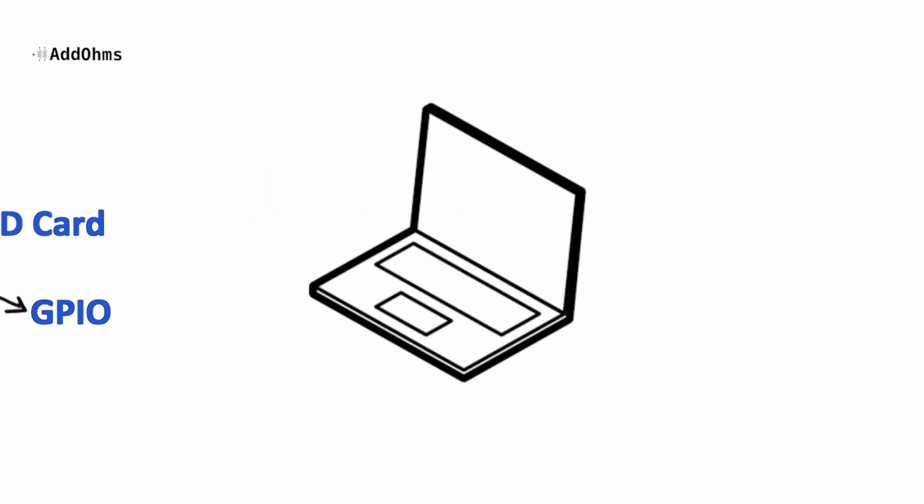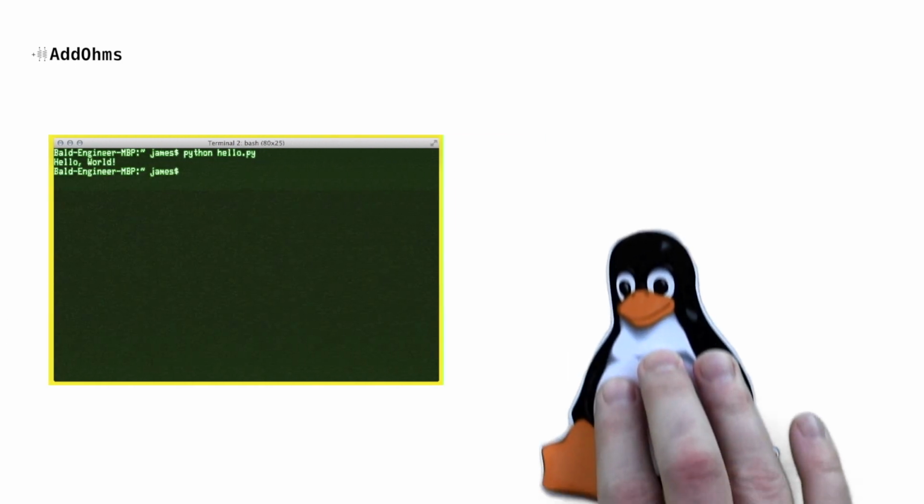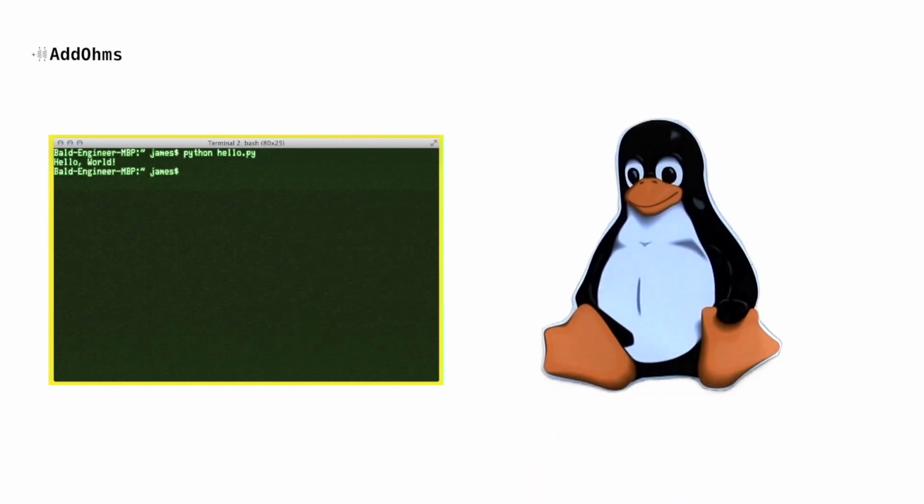Overall, what does this mean? Well, it means that your Raspberry Pi has more in common with your computer than it does with an Arduino. For example, instead of writing code to control the hardware directly, you're actually writing programs that run within an operating system. In the case of the Raspberry Pi, the operating system is typically Linux.